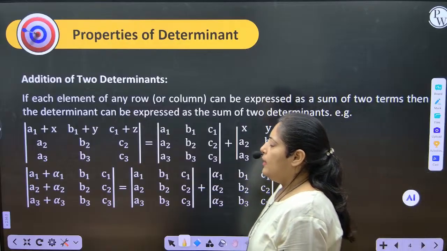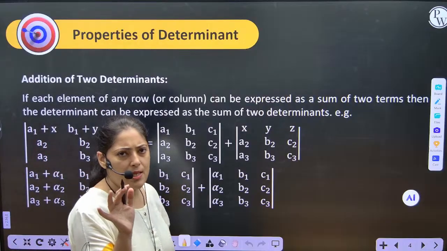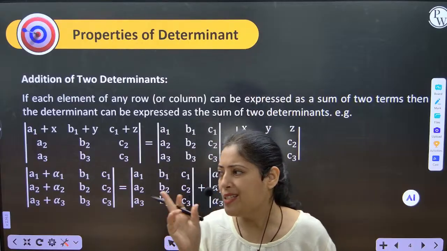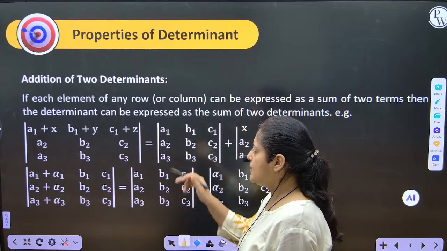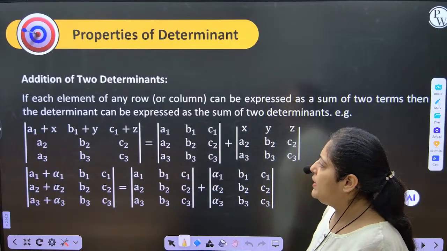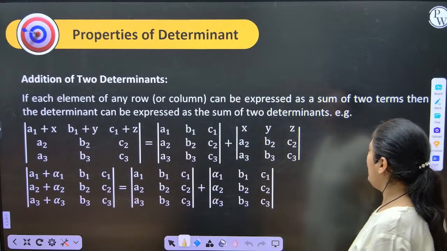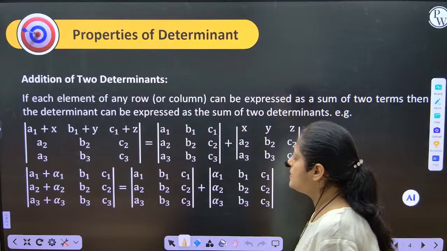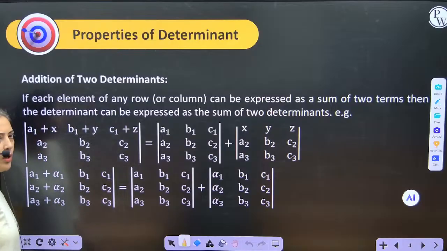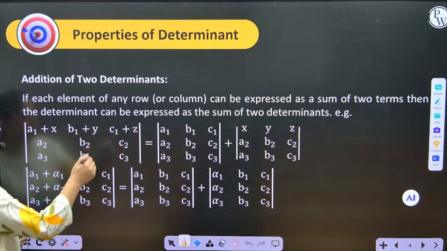Now, this property actually, I gave you 5 properties in a PPT, okay, but the 6th property I wrote myself. So today I have got that in a slide only. If each element of any row can be expressed as a sum of two terms, then the determinant can be expressed as a sum of two determinants. Now what it is saying, suppose this is the question.